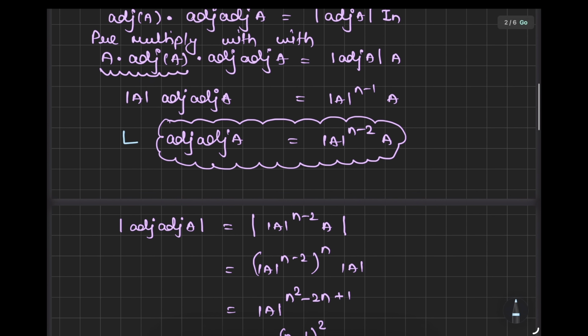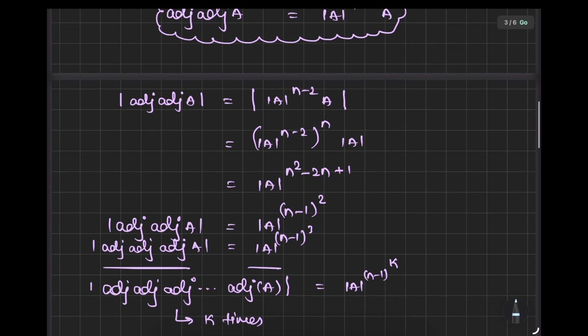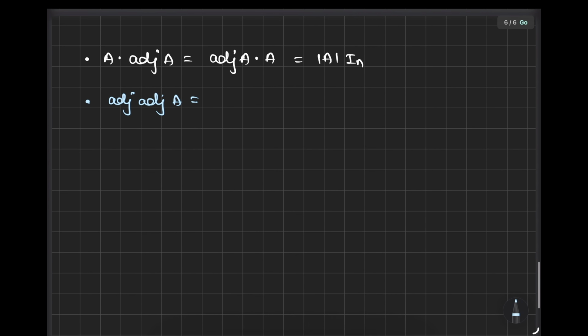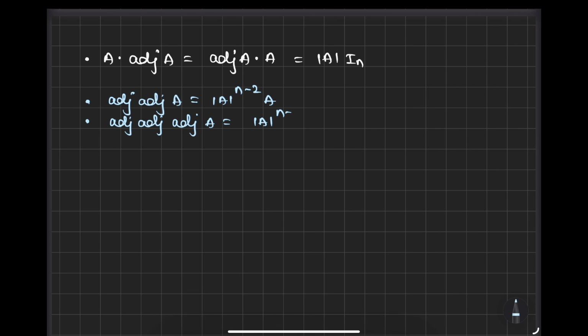Look, so we have 2 times adjoint of A. So it is what? Determinant of A power n minus 2. Okay. So it is determinant of A power n minus 2. So there are 2 elements, that's why it is 2. And then we have A. Suppose that there are 3 things. So adjoint adjoint A. So there are 3 things. So determinant of A power n minus 3 A.